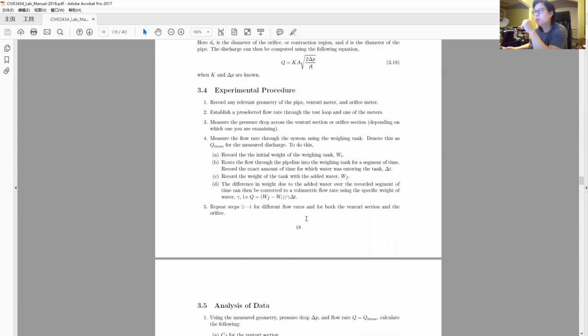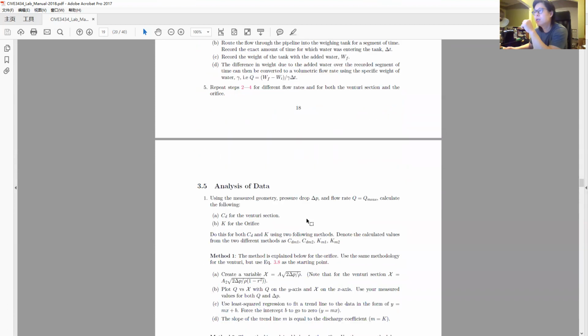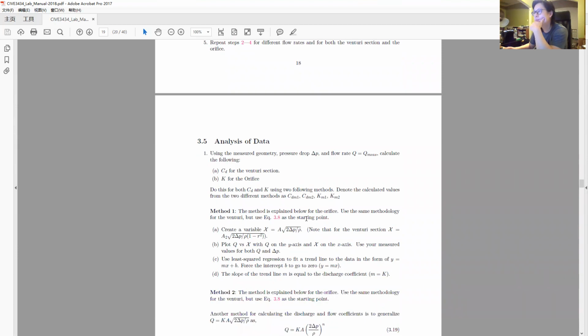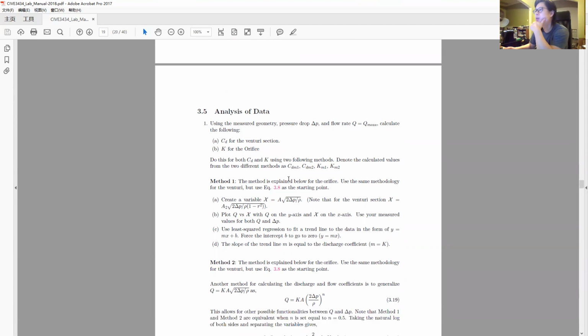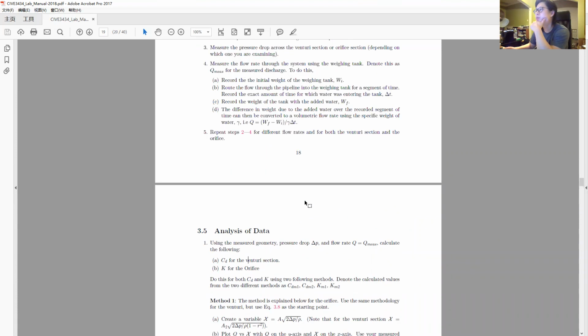So let's start with the data analysis. Part 1: using the measured geometry, pressure drop delta P, and the flow rate Q equals Q measured, calculate the following: CD and K. Do this for both CD and K using the two following methods. The CD is for the Venturi section and the K is for the orifice.